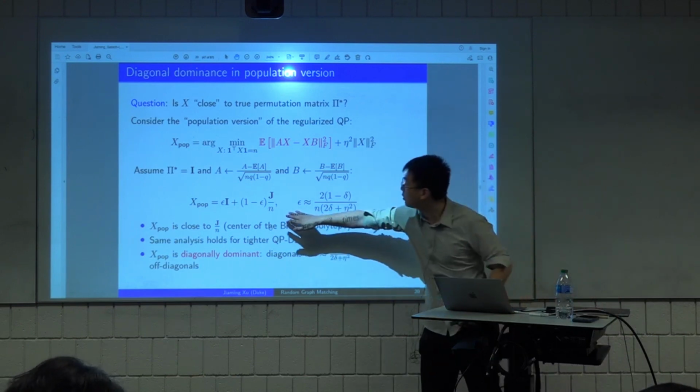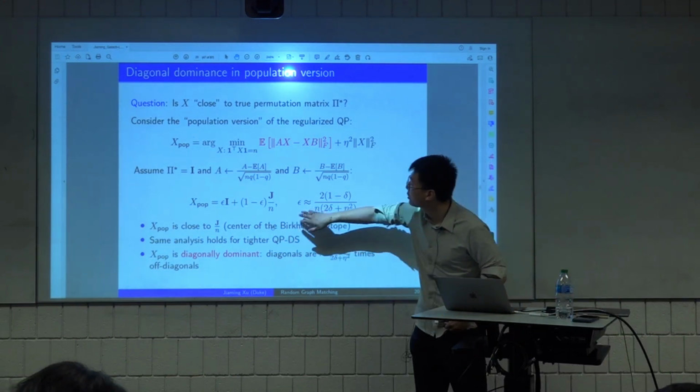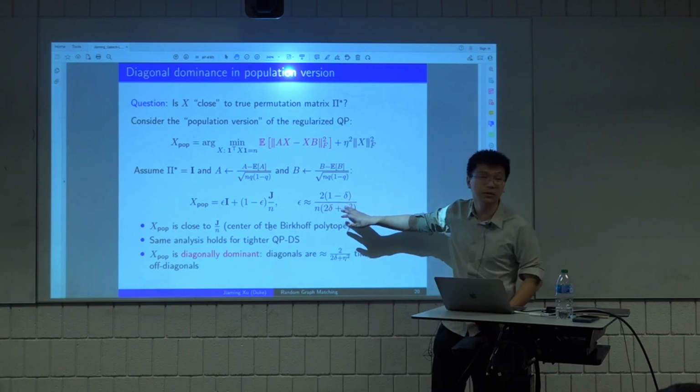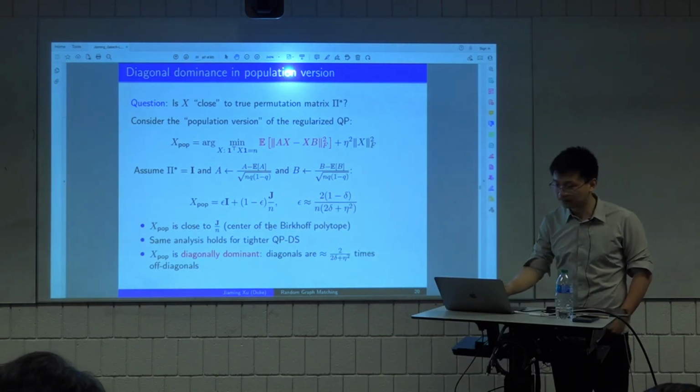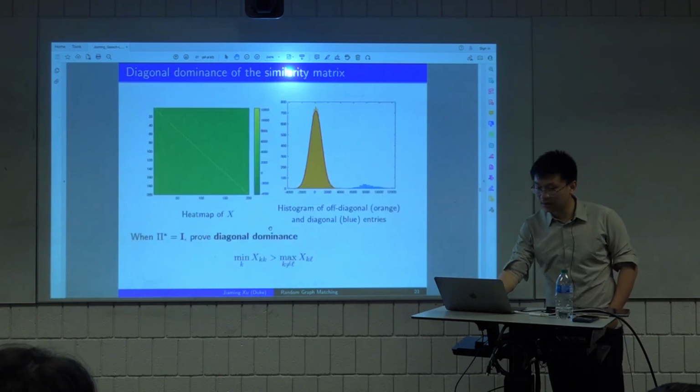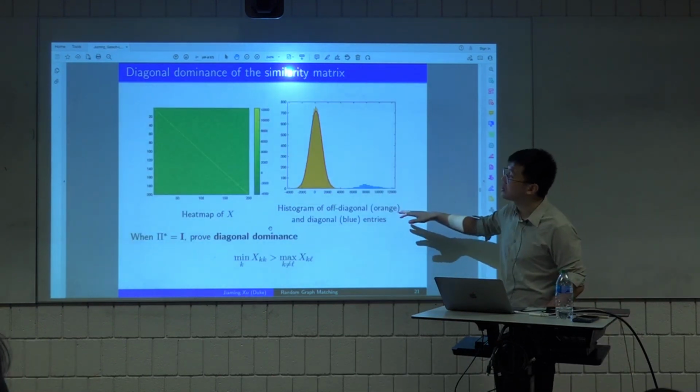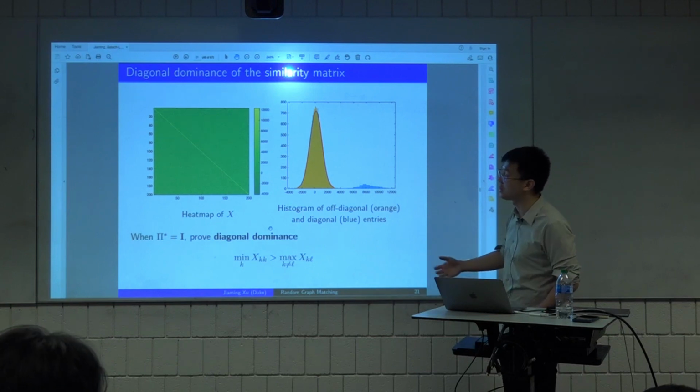You will have the same form, but then you don't have the eta anymore, but it's still roughly 2 over n. So it's still close to the center. Yeah, so that's what I meant. Okay, so this is actually our simulation result. I mean, we can always simulate the solution to see how it looks.